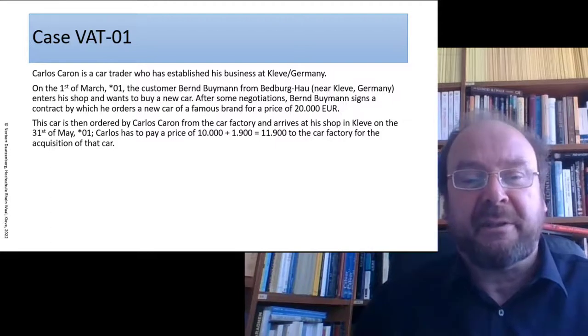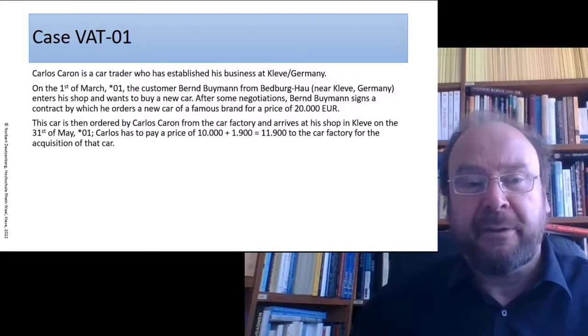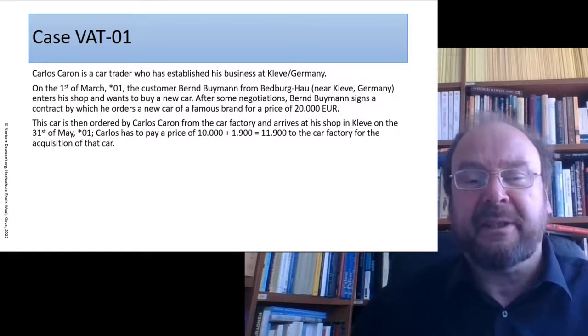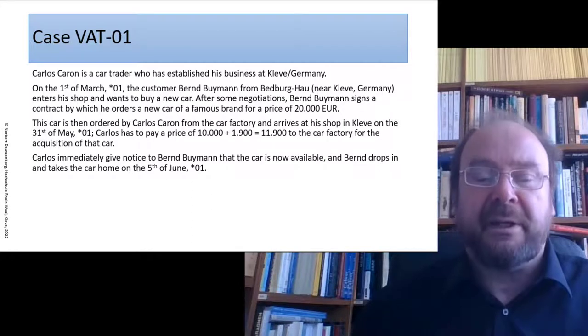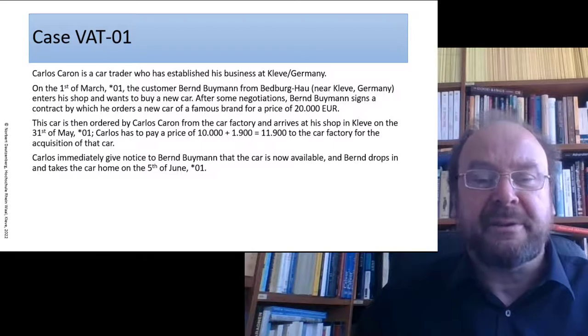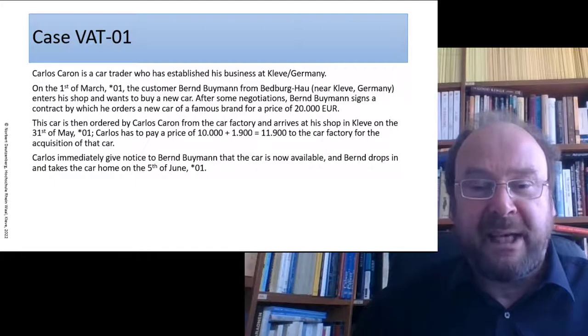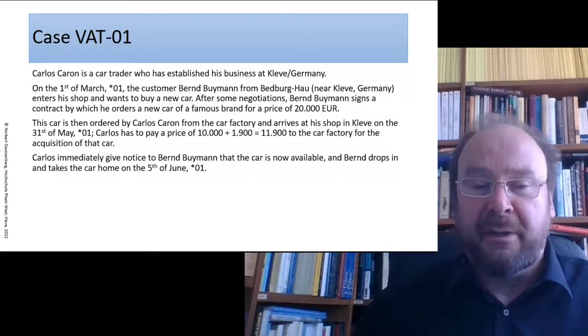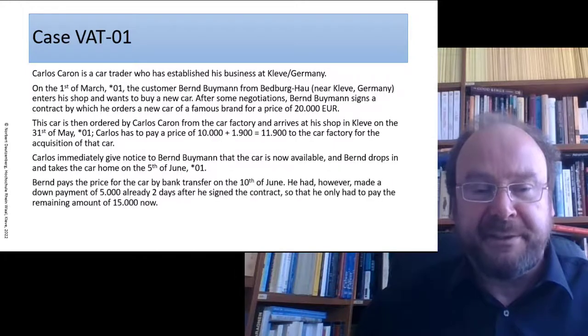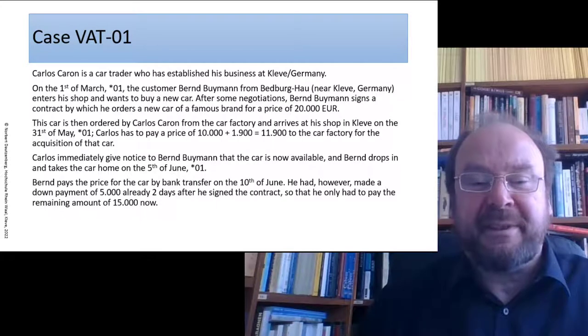And this car is then ordered by Carlos Caron in turn from the car factory and arrives at his shop at Kleve on the 31st of May. In year one, Carlos has to pay a price to the factory, 10,000 plus VAT, so 11,900, for buying that car. Carlos now immediately takes a telephone and gives notice to Bernd Beimann that the car is now ready and available. And Bernd happily drops in and takes the car home on the 5th of June of year one still. Now Bernd pays the price for the car by bank transfer afterwards on the 10th of June.